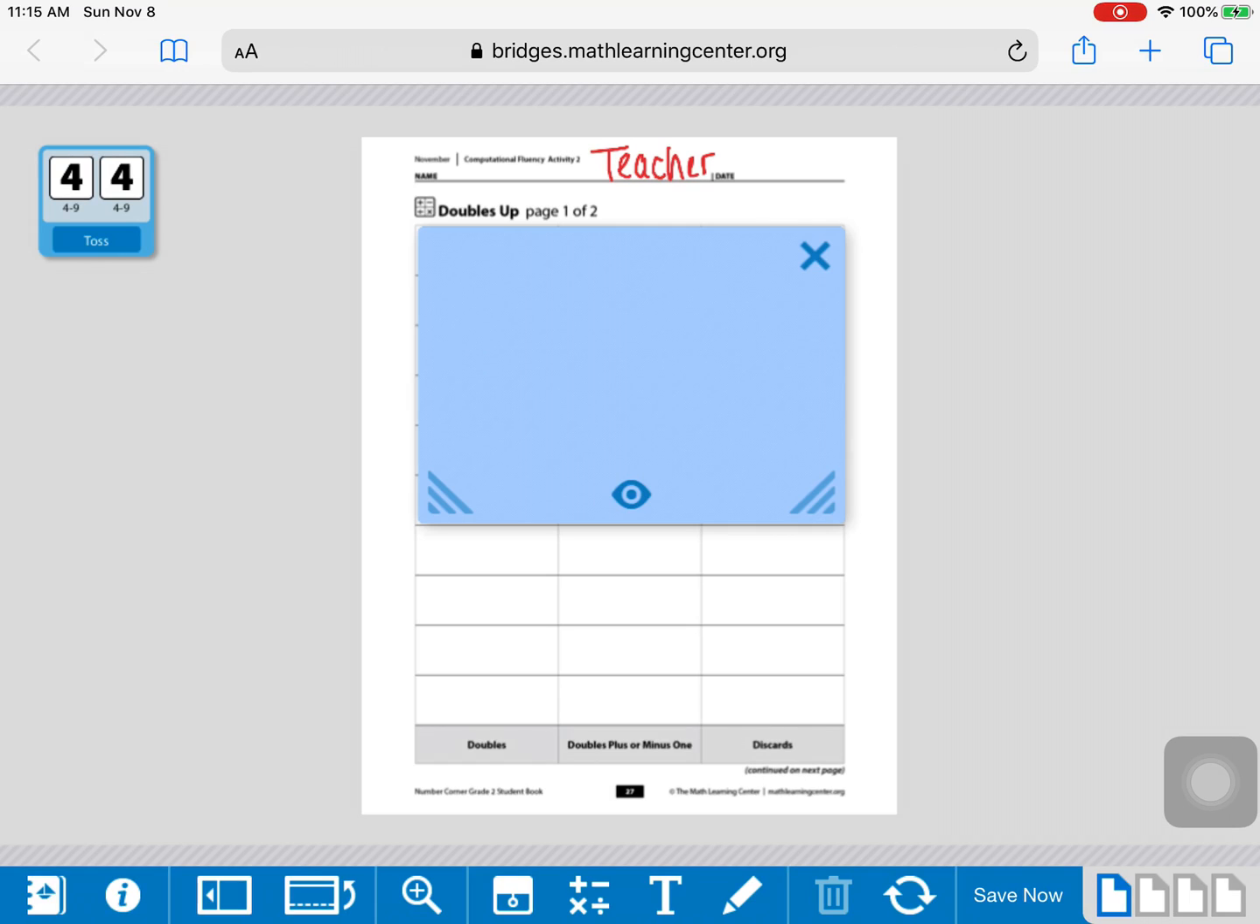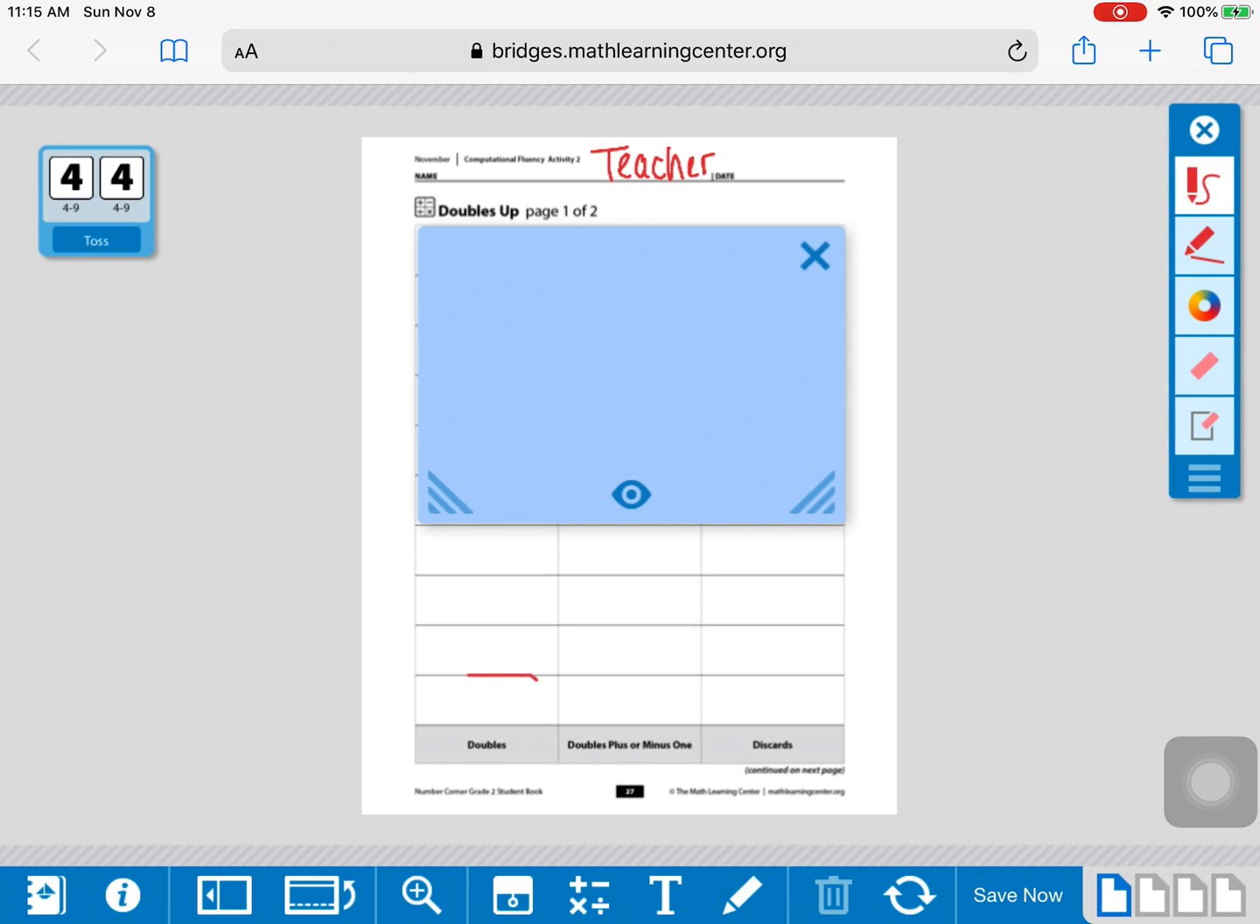And we have to decide whether that is a doubles or doubles plus or minus 1, or neither, which would then go into our discard pile. The person to get to the top with the doubles or doubles plus or minus 1 facts first wins. If any of us reach the top of the discard pile, we automatically lose. So we're actually going to start at the bottom down here and work our way up, kind of like a bar graph. All right.